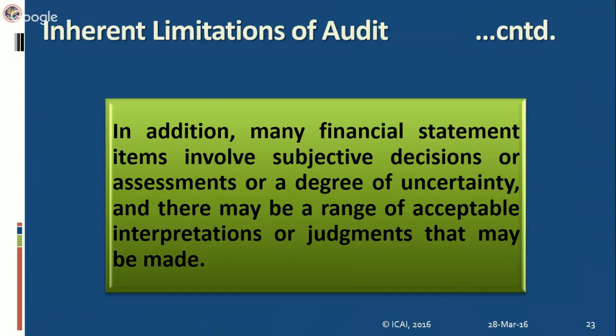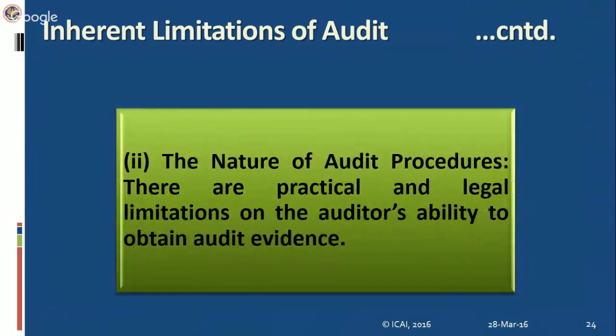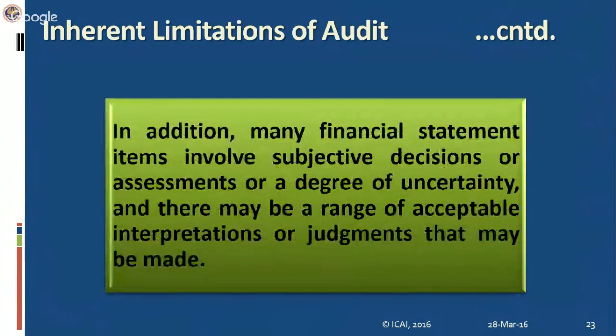As I was discussing, judgment will be there. So if there is judgment or assessments or a degree of uncertainty, there may be a range of acceptable interpretations of judgments that may be made. So this is the basic limitation. If one word I should explain to you, this is the judgment by management. This is the point basically.